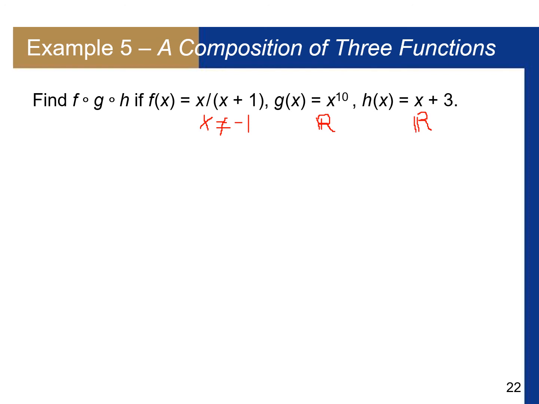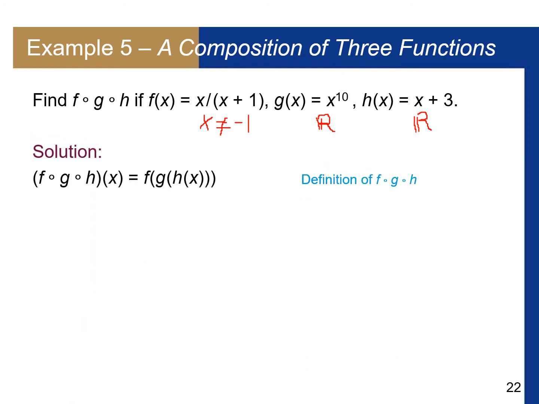Okay, so let's take a look. As we said before, we're going to take h of x first and plug it into g of x. Then we'll take that and plug it into f of x. So here we go. Here's our f is equal to g of x plus 3, because x plus 3 is what h of x is. It's still right here. Okay.